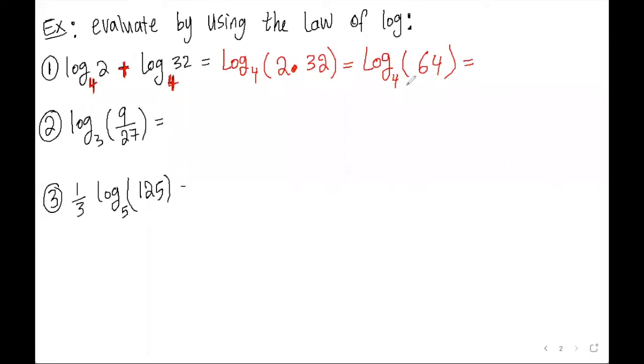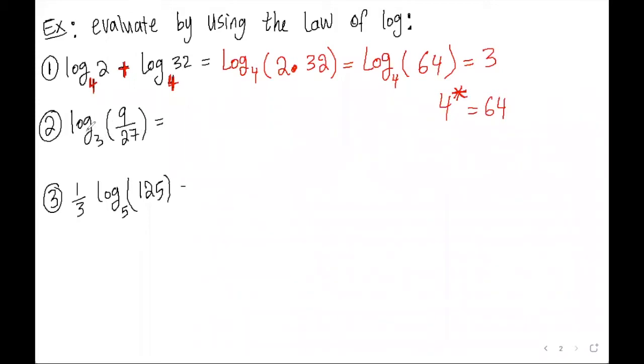From before, I have to ask myself, 4 to which power gives me 64? 3. 4 to the 3 gives me 64. This is true, because 4 times 4 is 16, times 4 is 64, sorry. So the answer here is 3.